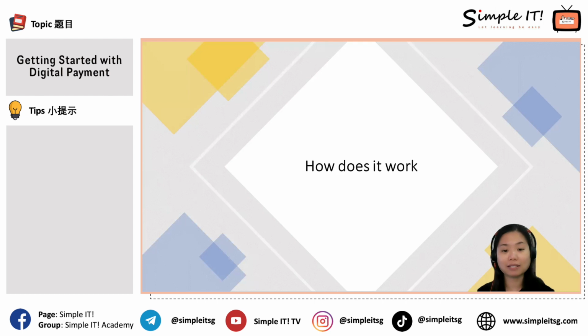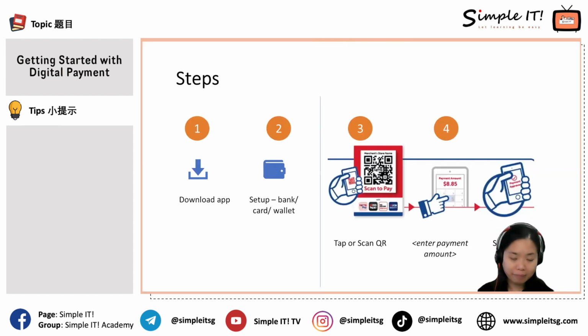Okay, so how does it work? How can we make payment using our smartphone, right? So there's only 4 simple steps. Yeah, so let me go through the steps. So first step is, right, you need to download the payment application on your smartphone. It can be any application that you feel comfortable with or you want to download. Example, if you want to download PayLah, then you download PayLah on your smartphone.